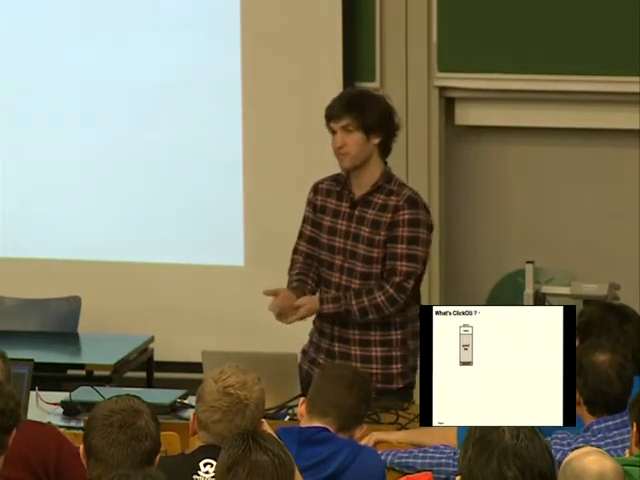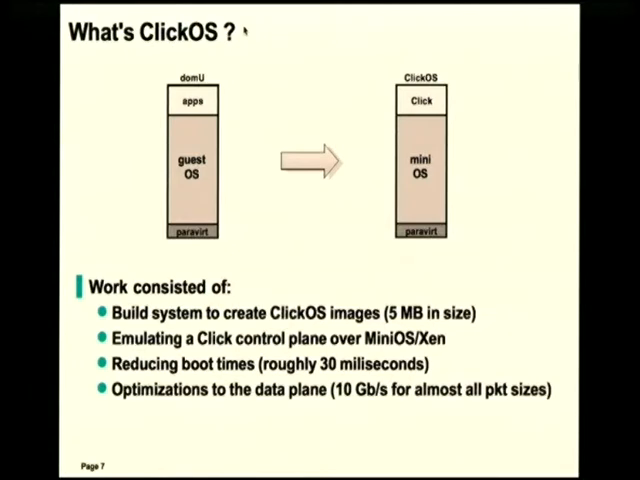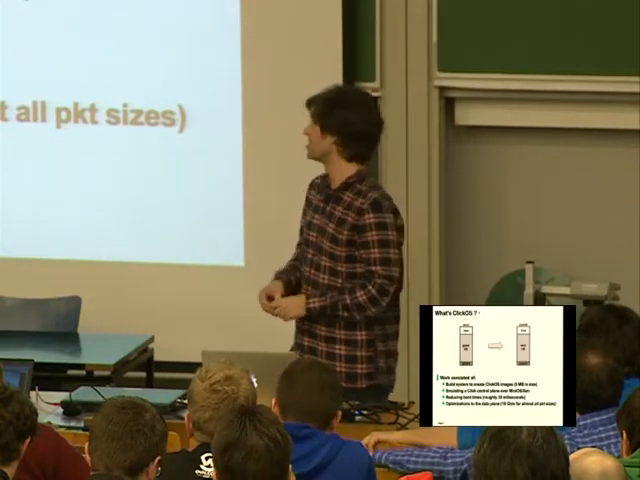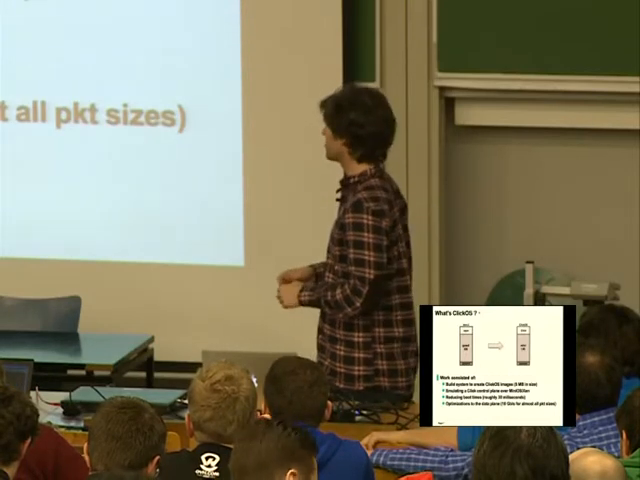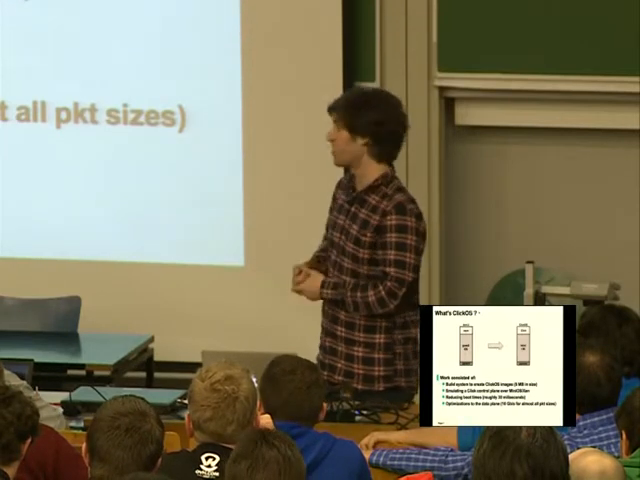So what's ClickOS? Typically, we have in Xen a paravirtualized operating system slightly modified to work on top of Xen, and the kernel and the applications running on top. In the case of ClickOS, we use MiniOS as our guest operating system, and we just run Click. And we call the whole thing ClickOS. So it follows the trend of OSv in the previous presentation, or Erlang on Xen, Mirage, so that it's application-specific operating systems. The work we did was having a build system to build these MiniOS apps that we use to build ClickOS.